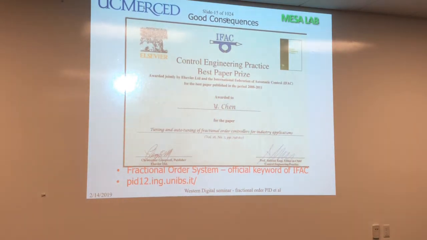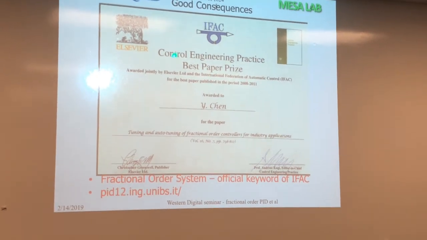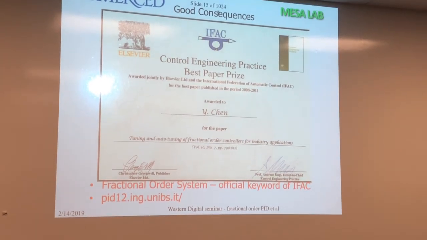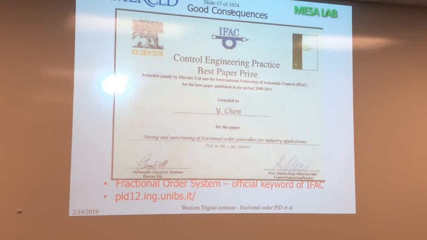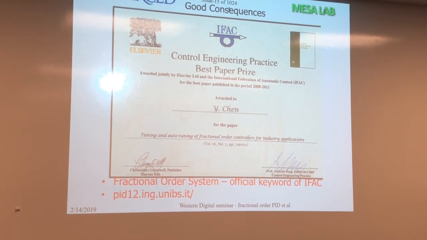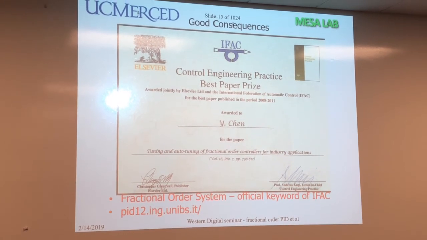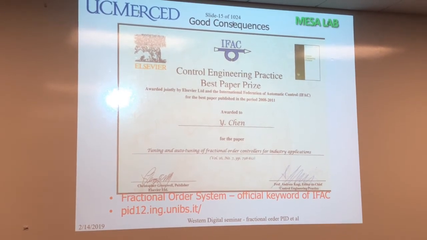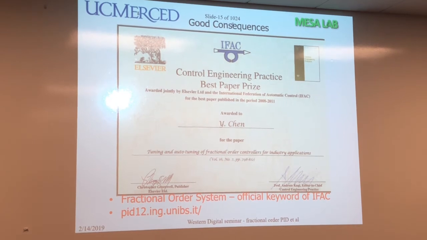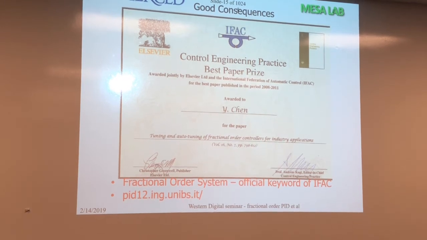And in my field, this is a prestigious award we won in 2011. It's called Control Engineering Practice. It's a journal, a top journal in my field. We published a paper there in 2008. It's top cited, so then they choose the top three and give the best journal paper award. So €500 cash, pretty nice. It's for tuning and auto-tuning of fractional order controllers for industry applications. That's 2008.